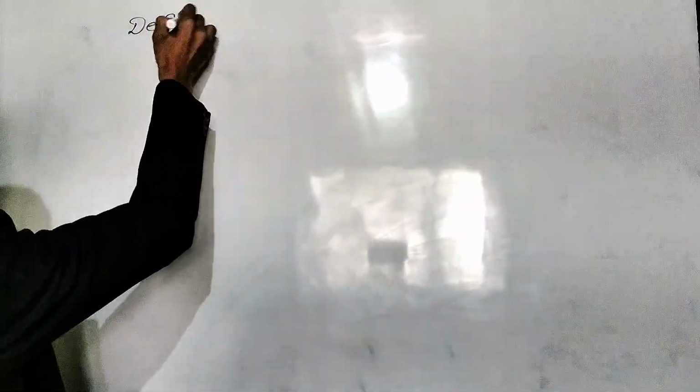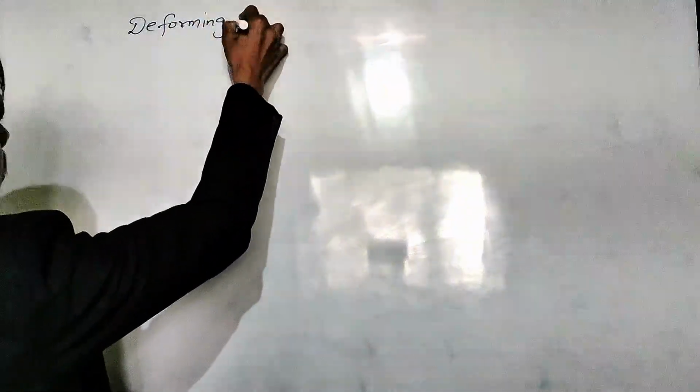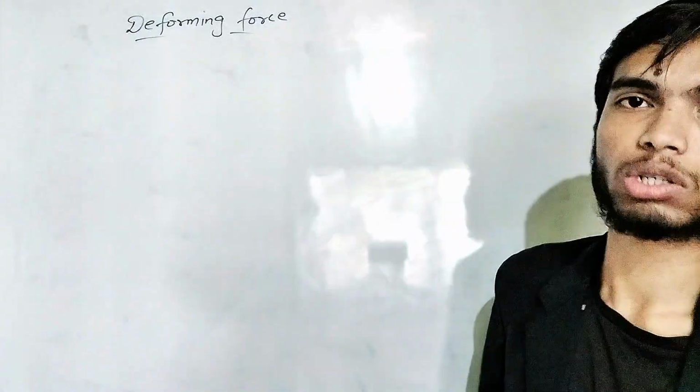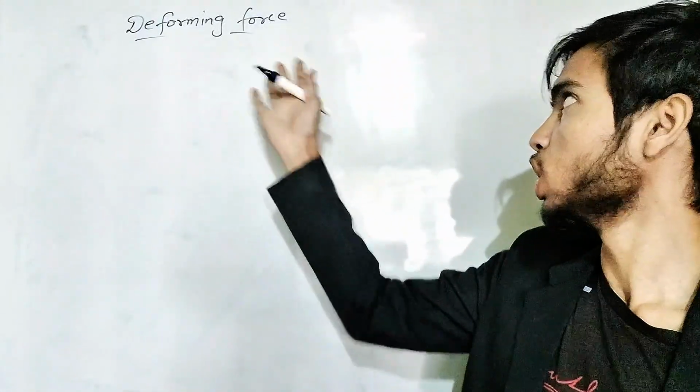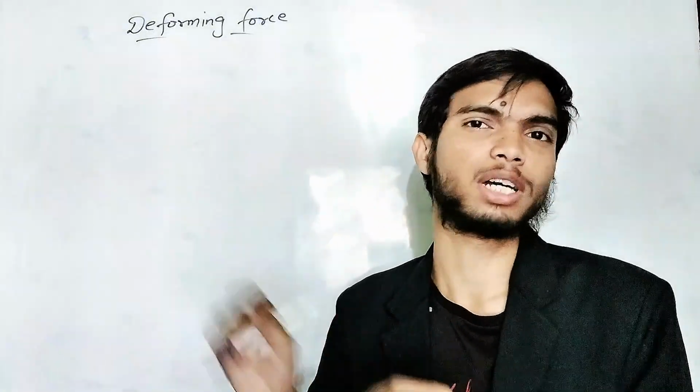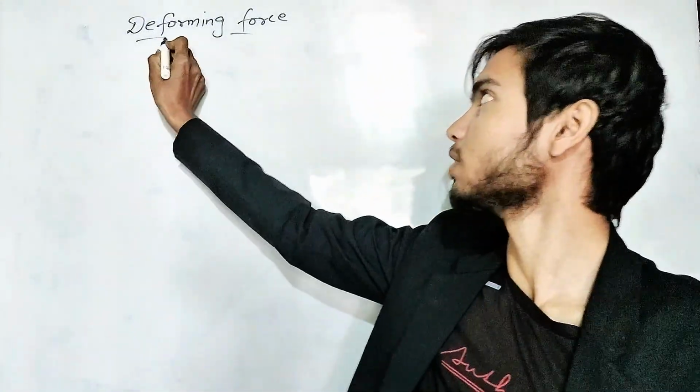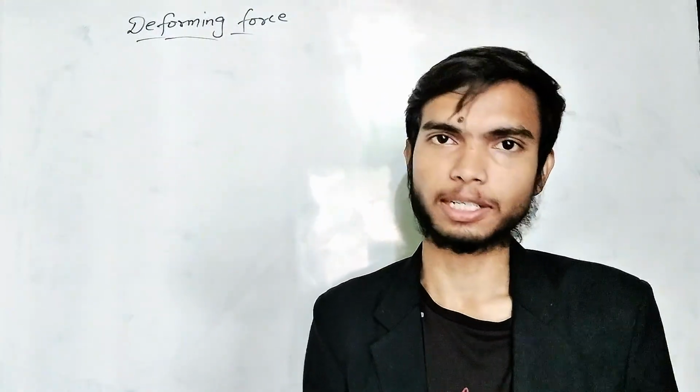First, let me start with deforming force. We start this chapter with this word because we are starting from the beginning. Deforming force means it is a force. We are familiar with force, but a new word is coming, which is deforming. I think you don't know the meaning of deforming. If you don't know, I am here to explain it. Deforming means to change shape. Something can be a non-living body, a living body, anything.